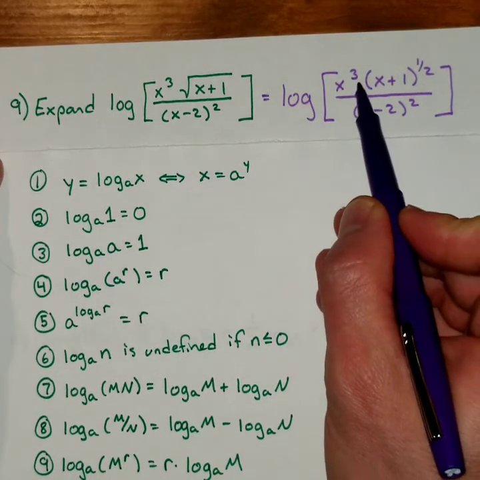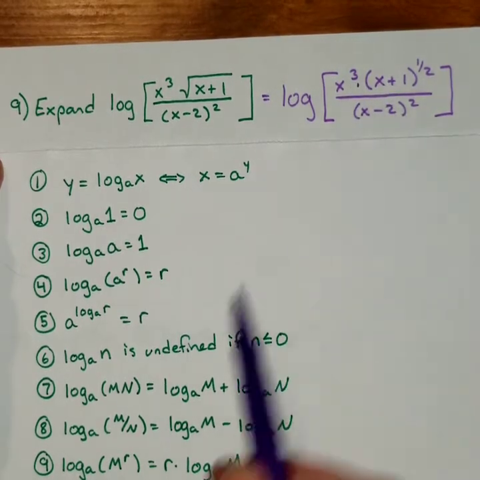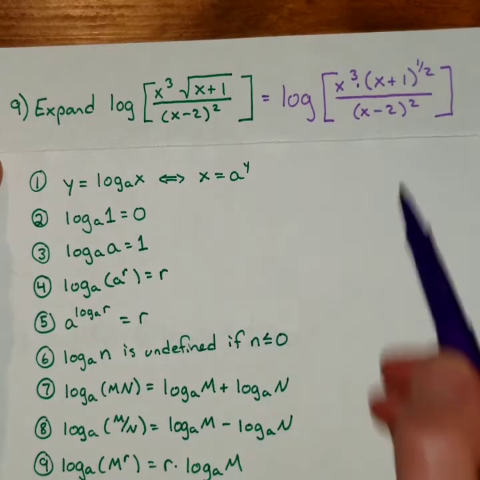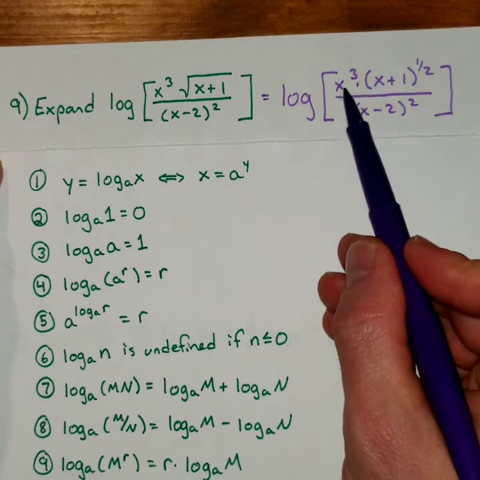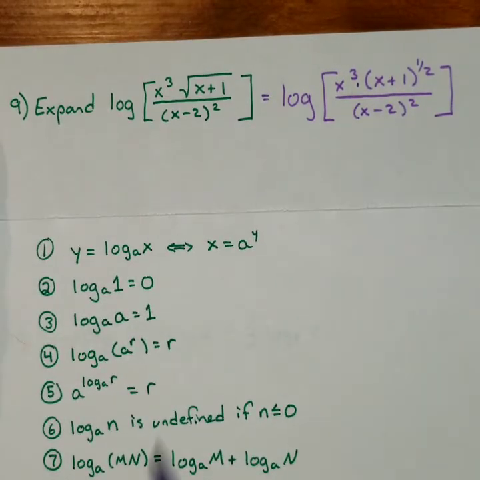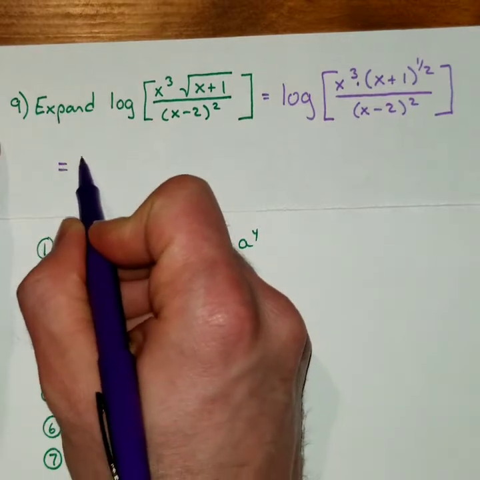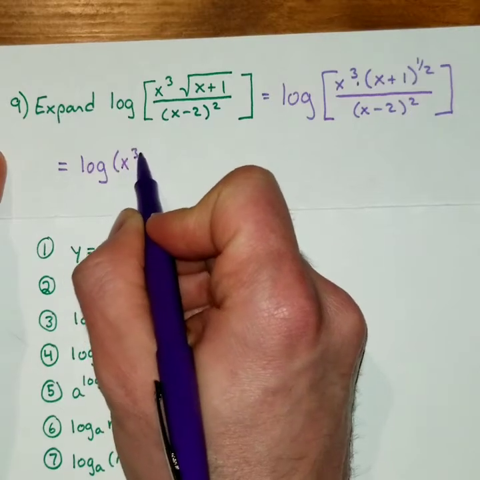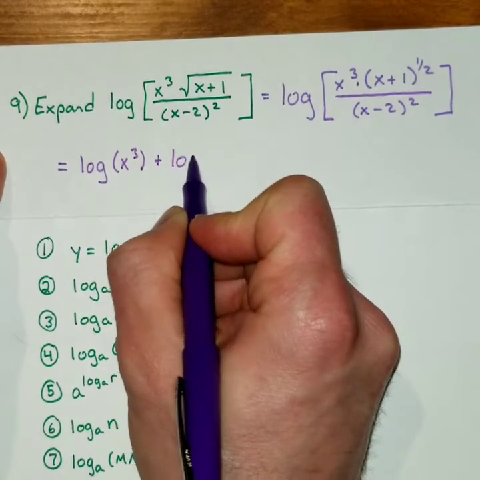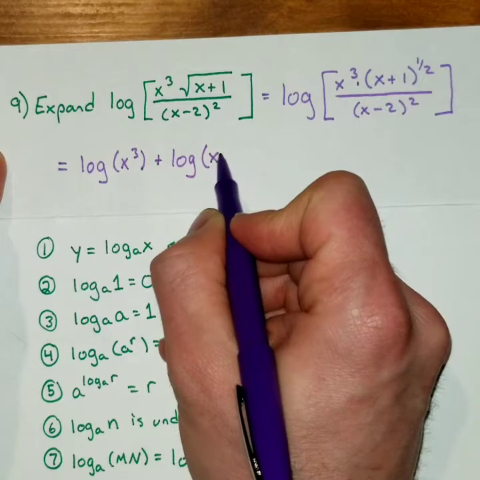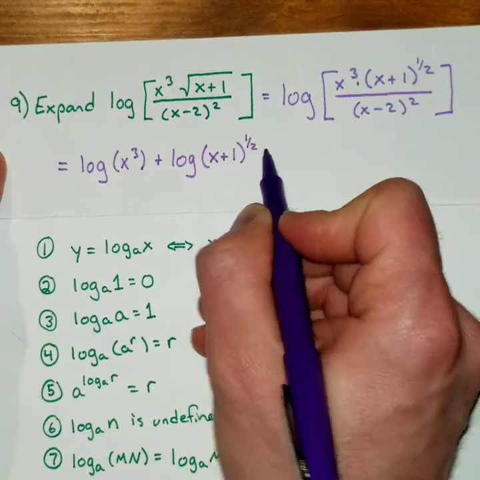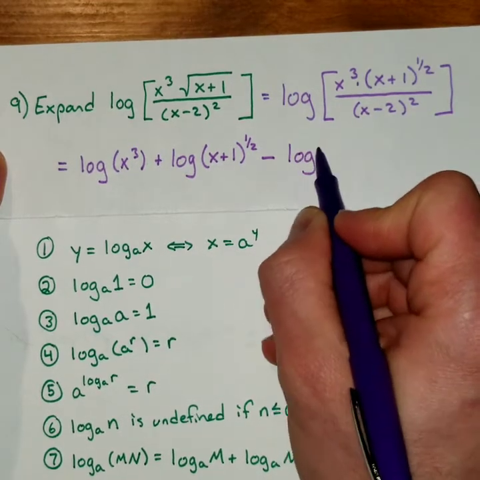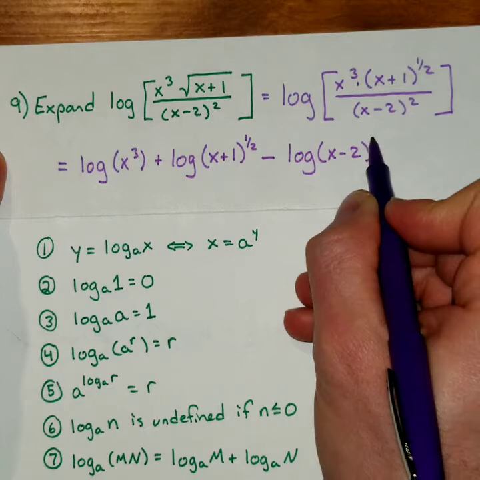But notice also there is a product here on top. And so a product can be split into a sum of 2 logs. So really what I have are 3 different logarithms, 2 on top, 1 from the bottom. And so this will become log of x to the 3rd plus log of x plus 1 to the 1/2 minus, because now we're going to the bottom, the denominator, log of x minus 2 squared.